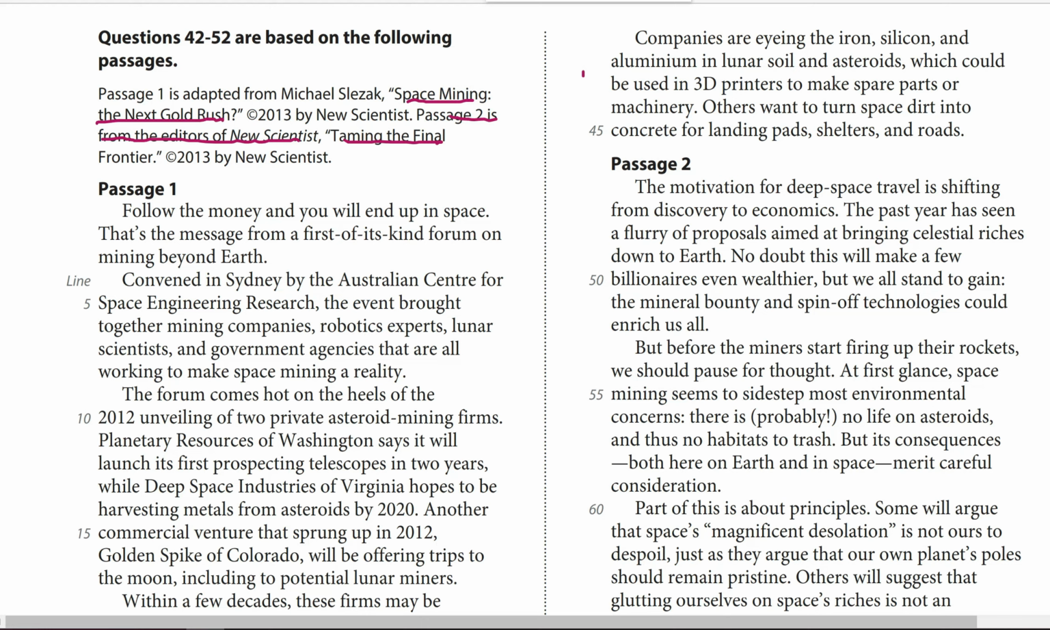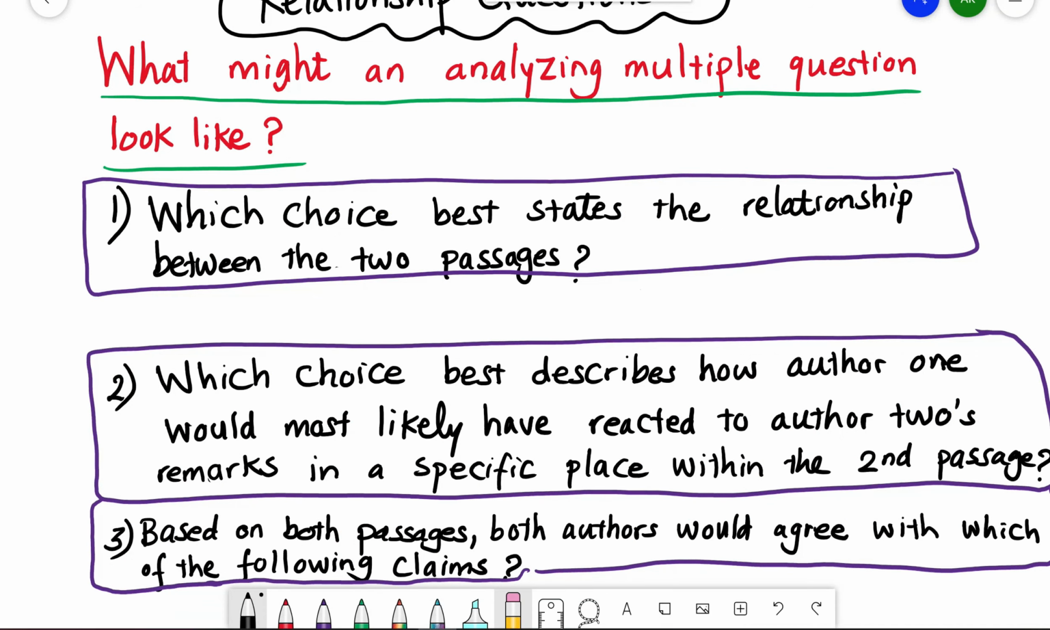So, what might an analyzing multiple text question look like? Okay, I'm going to show it to you here. Look at this one. Here, I call them relationship questions. These are the questions that I can see at the end of each pair passage. Which choice best states the relationship between the two passages? Think about it.